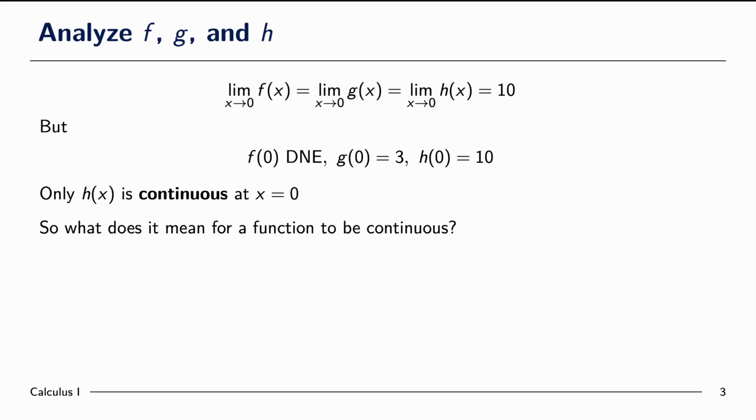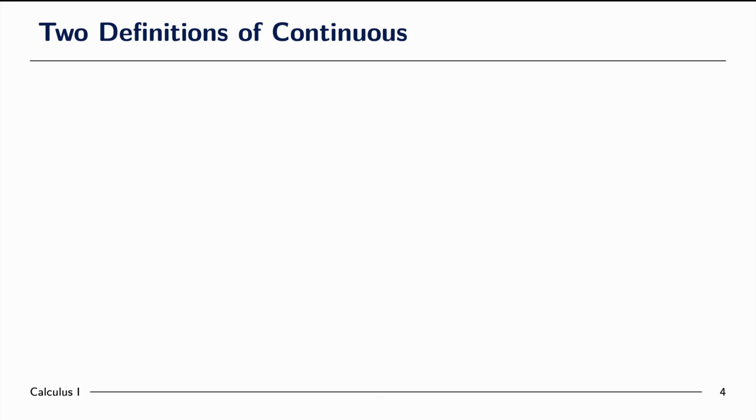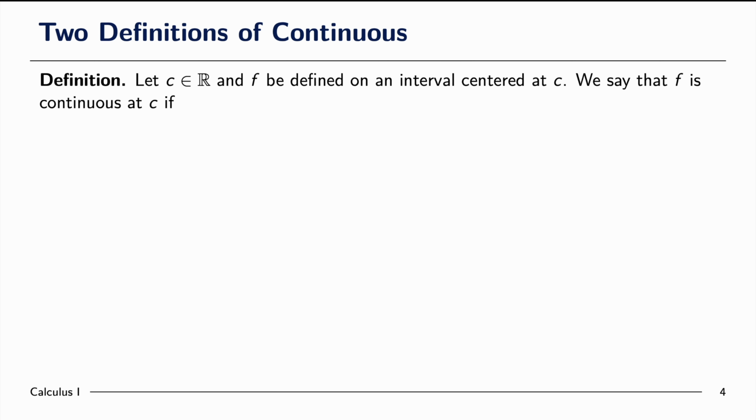So what does it mean exactly for a function to be continuous? I'll now provide two definitions of continuous. Let c be a real number, and f be defined on an interval centered at c. We say that f is continuous at c if the limit of f of x as x approaches c is equal to f of c. This is our first definition of continuous, and note that in this definition we use the limit notation.